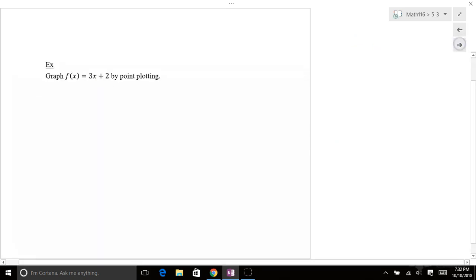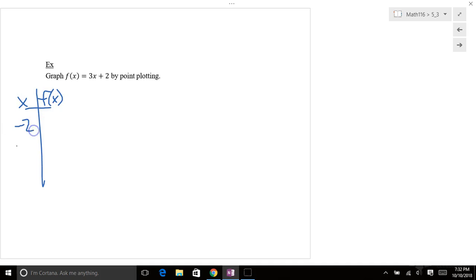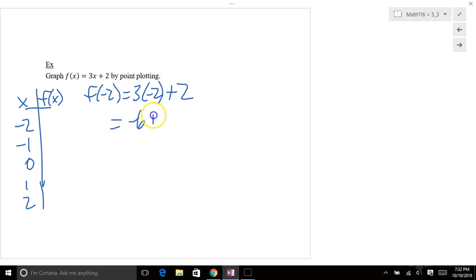Similarly, for this next one, f of x equals 3x plus 2. So you've got x, y. I'm going to call it x, f of x this time. You're going to pick some x values again, any x values you want for this line. You're going to throw in negative 2 first. So you've got 3 times negative 2 plus 2. That's negative 6 plus 2, or negative 4. So when x is negative 2, y is negative 4.